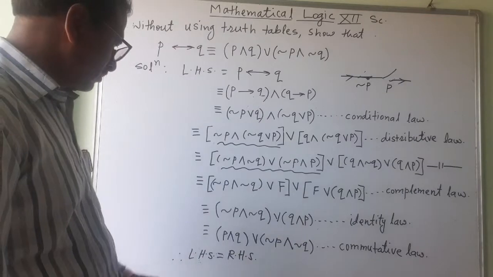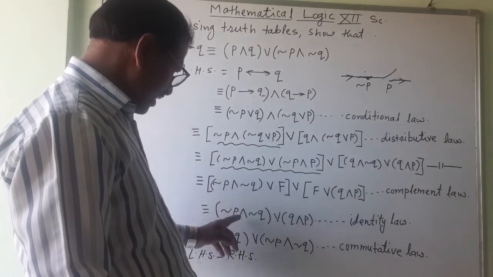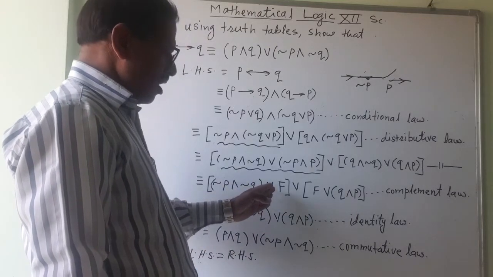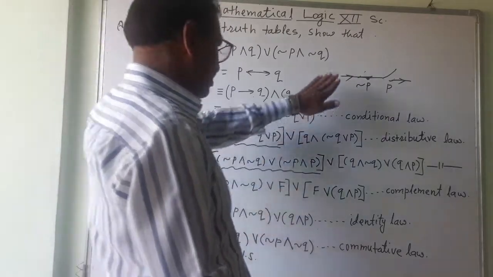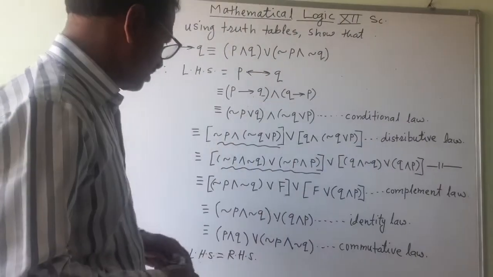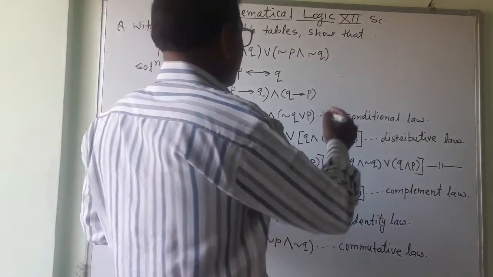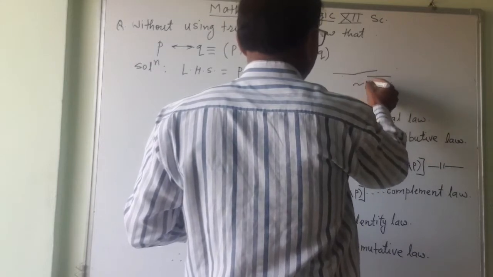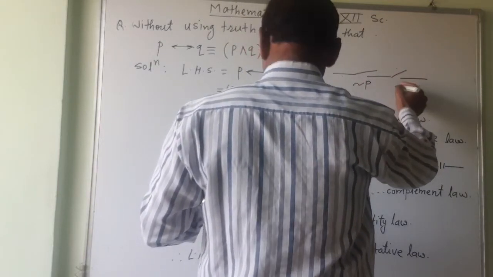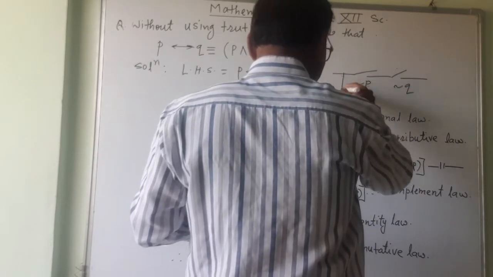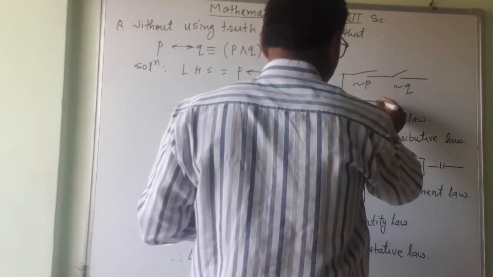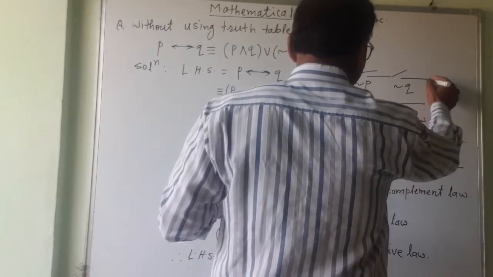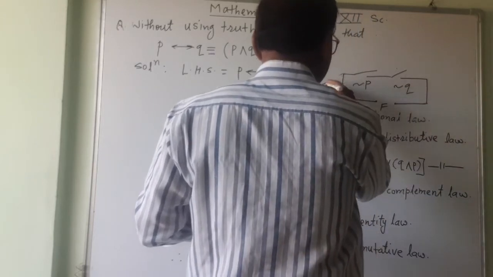Now, negation P and negation Q as it is. With that, a false switch is added in parallel. Let us see. This is negation P and Q. Negation P and negation Q. And in this, a parallel false switch is added and a current is passed through this.